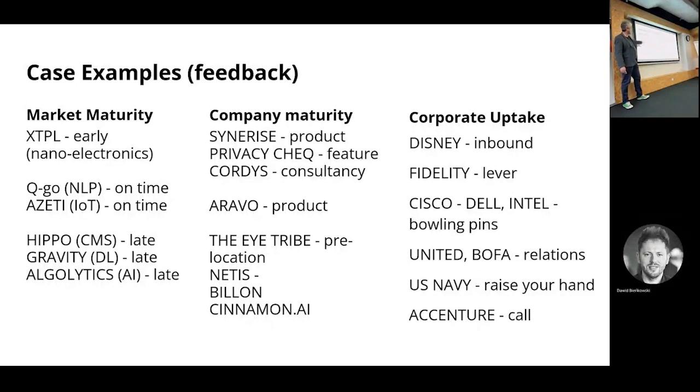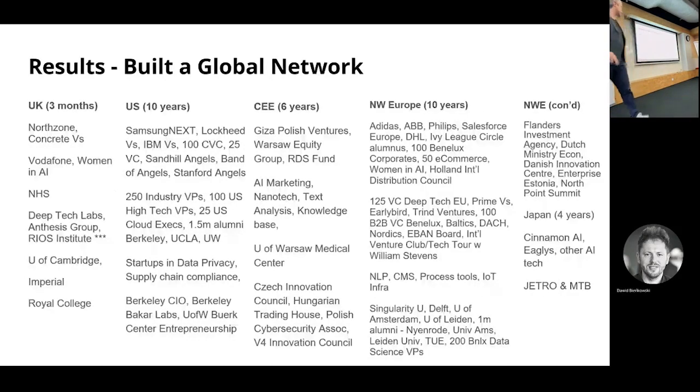Algolytics, I'm not going to get into now, but there's also things around company maturity, Synchronize in terms of product clarity, privacy check in terms of being a feature and not a product, Quartus being more of a consultancy and really getting more services revenue and having challenges switching over to subscription revenue, and so on and so forth. And then there's some examples of different clients and how they were triggered, how they were converted. So these are things that we'll touch on throughout the session today.